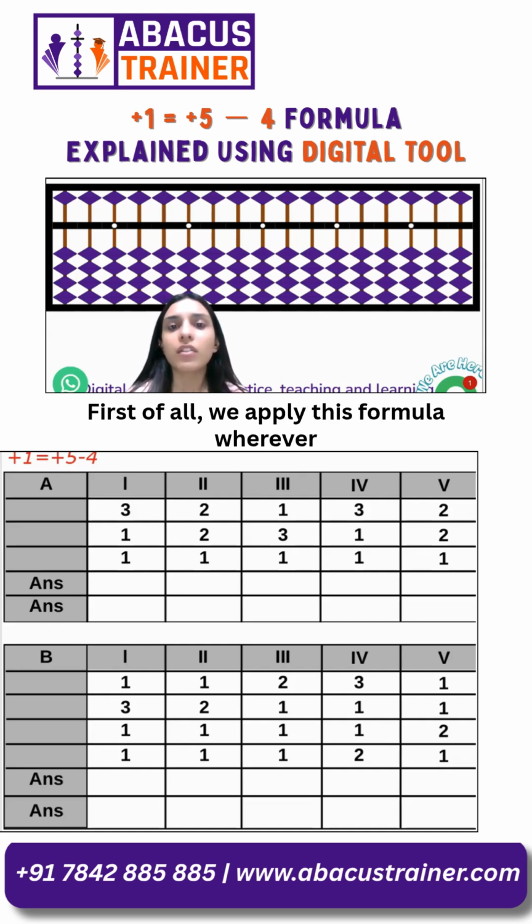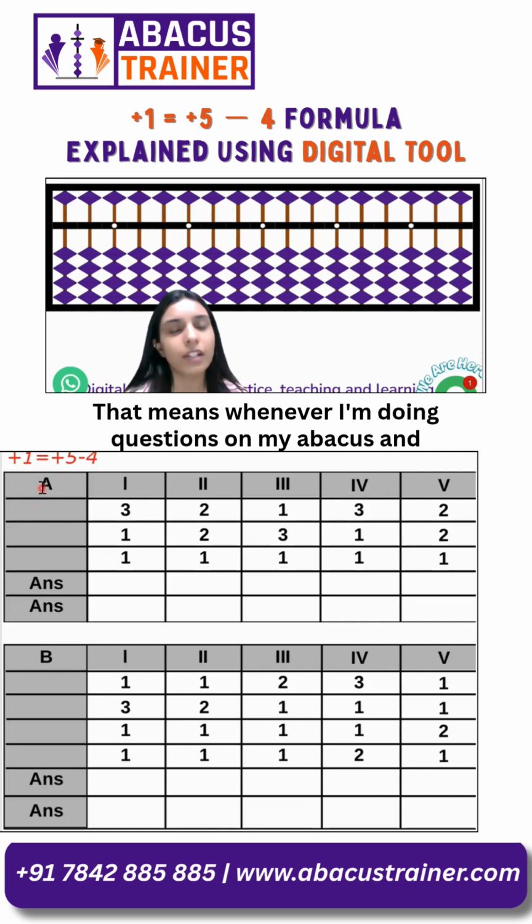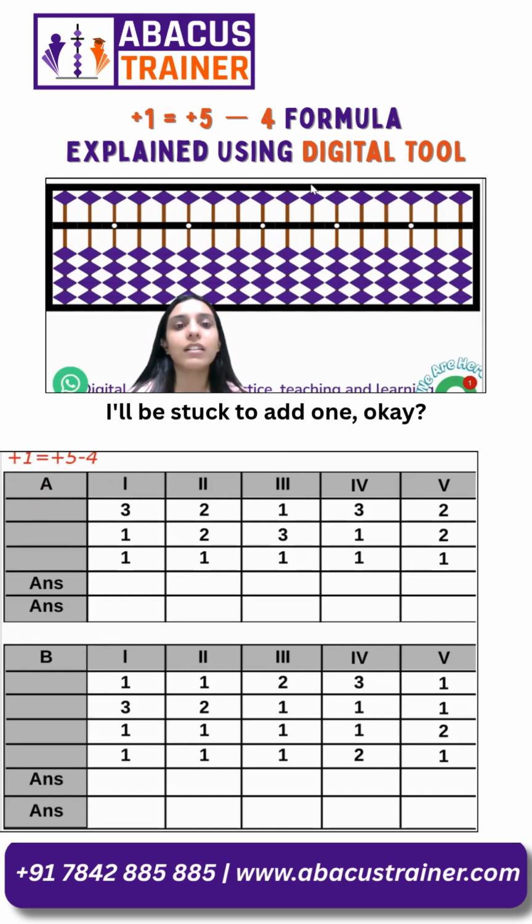First of all, we apply this formula wherever we get stuck in adding one. That means whenever I'm doing questions on my abacus and I'm stuck to add one, I'll not have any beads left to add one. I will apply this formula, which is plus 5 minus 4. 5 is our god, we have already learned, and 4 is our friend. So the formula comes out to be plus god minus friend.